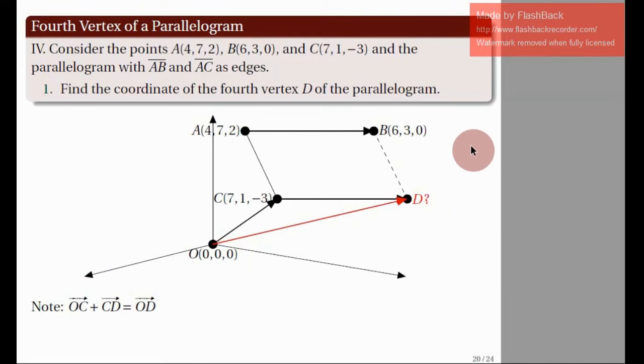This vector right here, vector AB, having A as its initial point and B as its terminal point. We considered this because actually it has a very special relationship with our vector CD here. What is that special relationship? Well, it comes from the properties of a parallelogram.